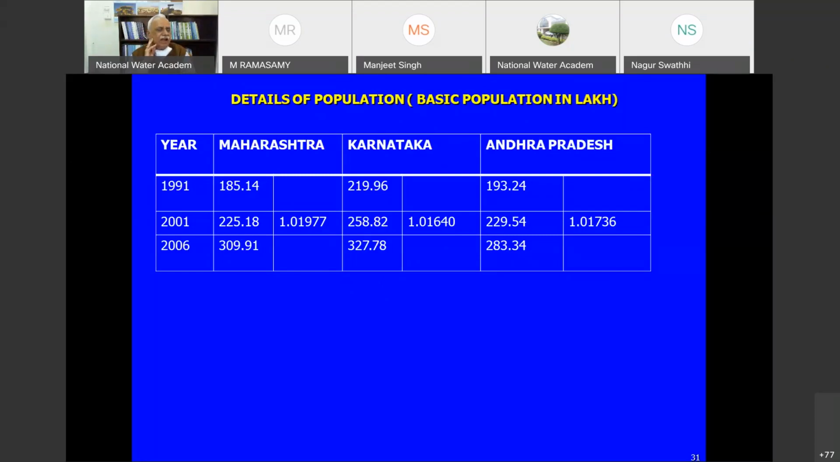Population-wise, the 1991 census indicated population of Maharashtra as 185.14 lakhs, Karnataka 219.6 lakhs, Andhra Pradesh 193.24 lakhs. The 2001 census indicated these populations to be 225.18 in Maharashtra, 258.82 in Karnataka, and 229.54 in Andhra Pradesh. Considering the average growth, in 2006 the population figures would be 309.91 Maharashtra, Karnataka 327.78, and Andhra Pradesh 3.34 lakhs.